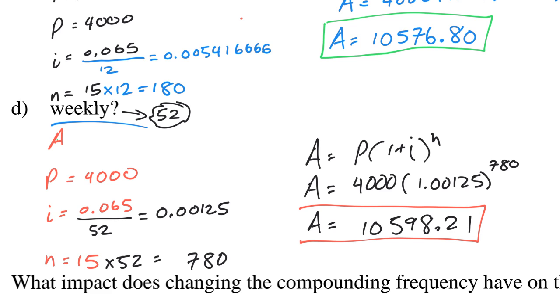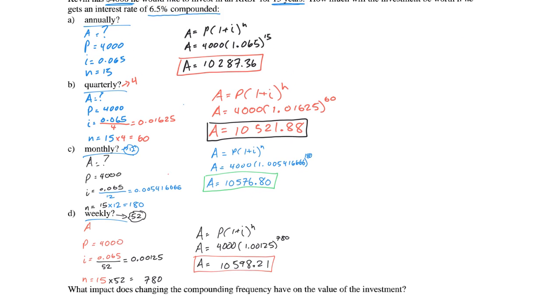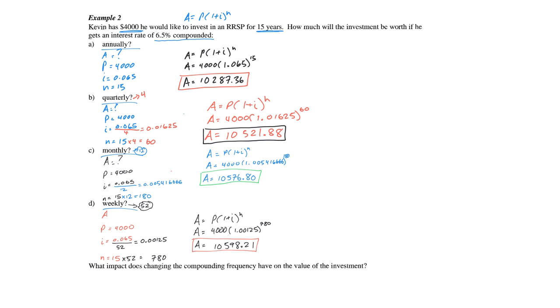So let's zoom out and look at the results and the madness of all the stuff that we have just wrought. Here we go, let's look at all the results. Kevin had $4,000, and we started by compounding annually, 15 times over 15 years. Then we changed the compounding period to quarterly, monthly, and weekly. You'll notice that each one of the final values has increased very slightly.